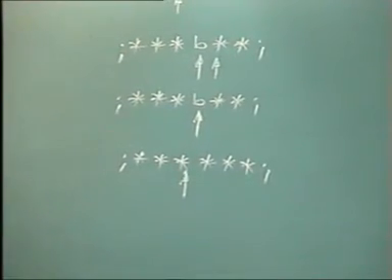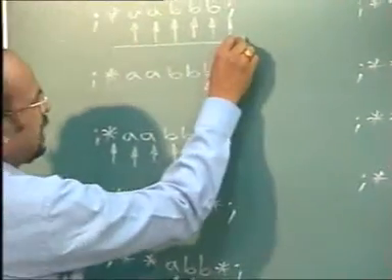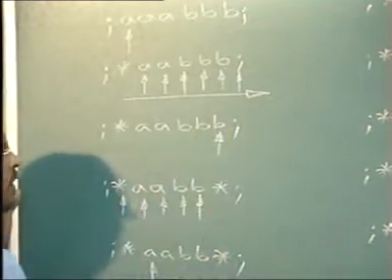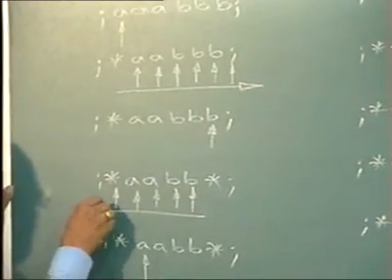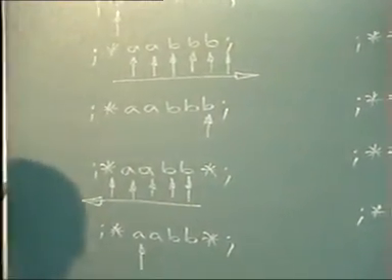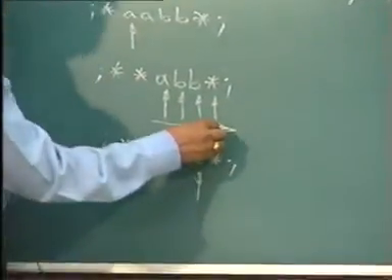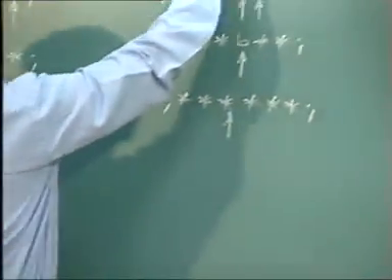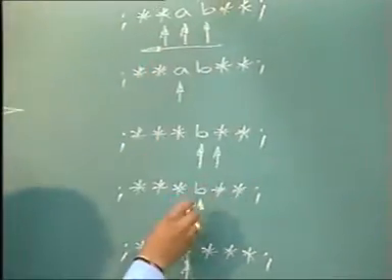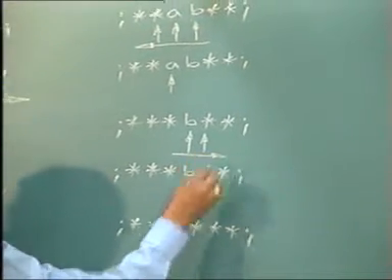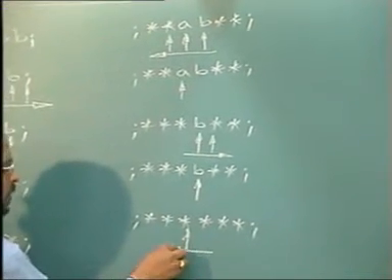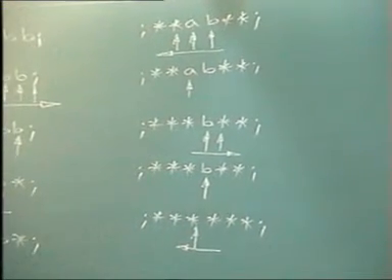Actually, whenever we were moving, see, this was a movement towards right. This was a movement towards left. This was again a movement towards right. This was movement towards left. This was movement towards right. And always the left movement was up to the star. We are already at the star.